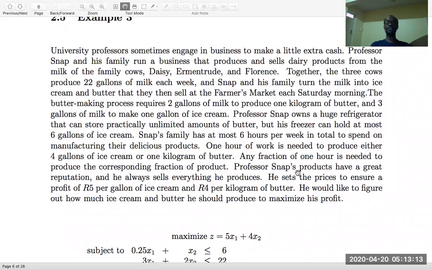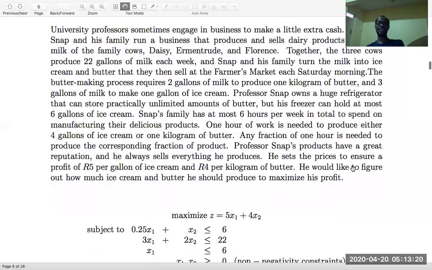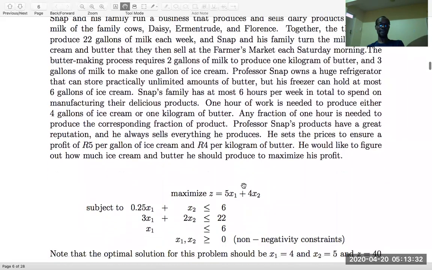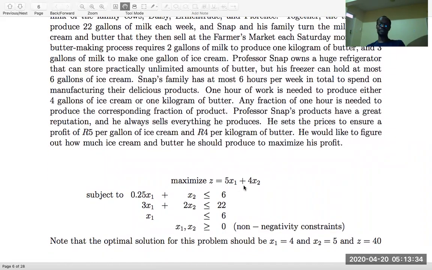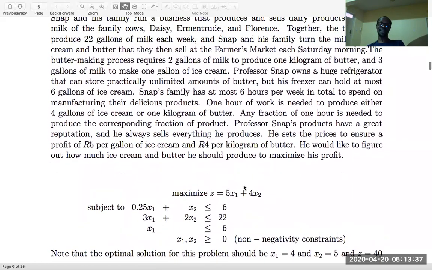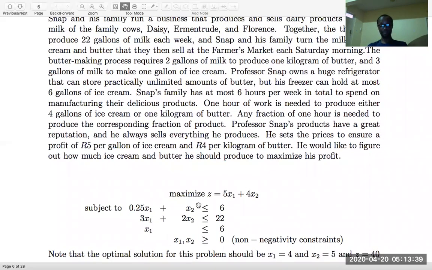Professor Snap's products have a great reputation, and he always sells everything he produces. He sets the price to ensure a profit of 5 rand per gallon of ice cream and 4 rand per kilogram of butter. He would like to figure out how much ice cream and butter he should produce to maximize his profit. So, student, you need to help the professor make a living. Hard times, right?